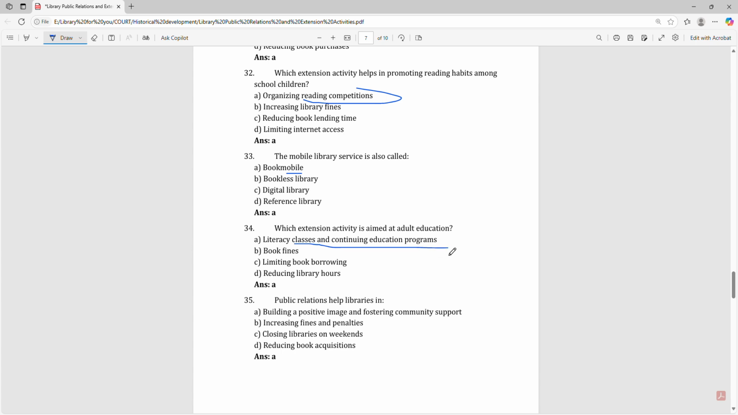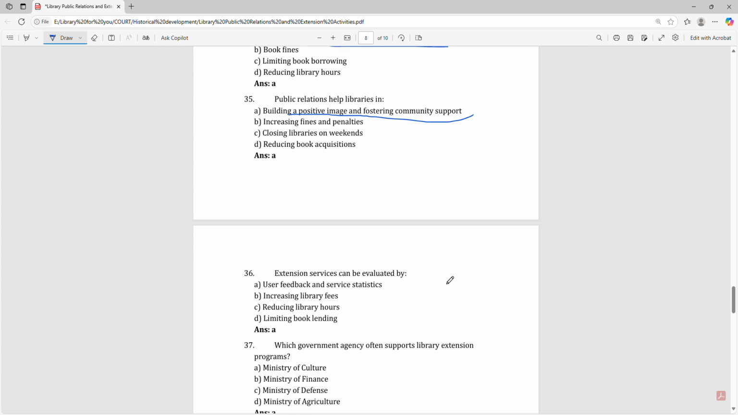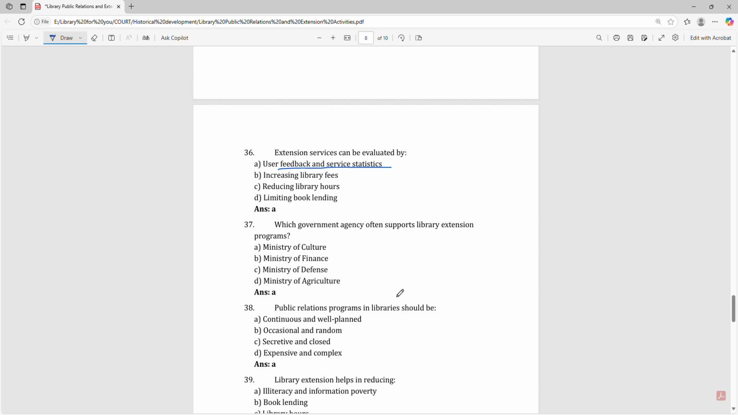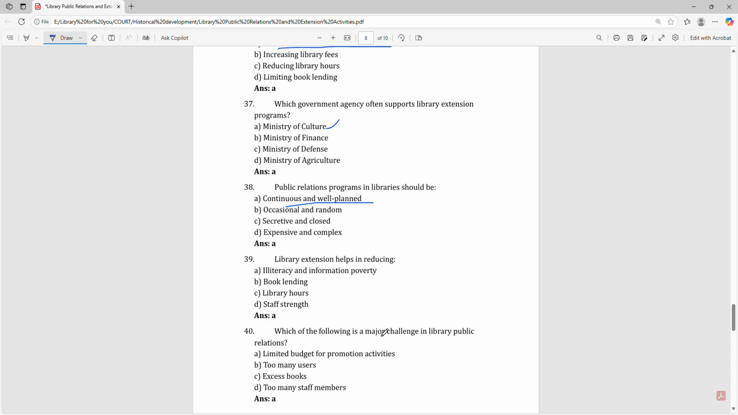Public relations help libraries in building a positive image and fostering community support. Extension service can be evaluated by user feedback and service statistics. Which government agency often supports library extension programs? Ministry of Culture. Public relation programs in libraries should be continuous and well planned. Library extension helps in reducing illiteracy and information poverty.